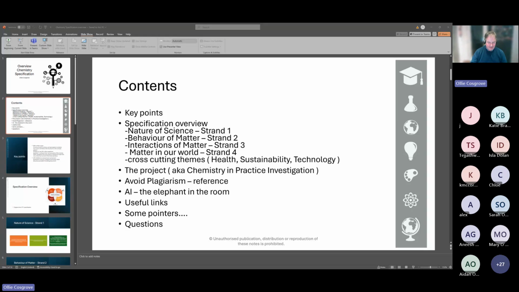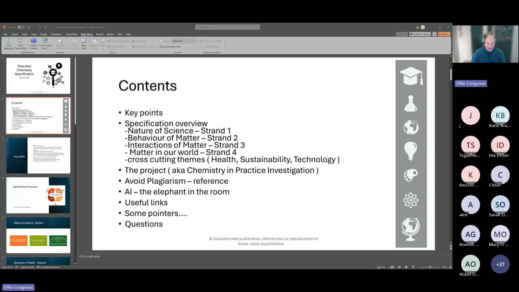And then we've got the 40% additional assessment component, which is the chemistry and practice investigation. We don't need to worry about that yet because it's not released until January. But when they do release it, we have until December 2026 to send it back. Now, I presume when they release the specification in January, they will give us a definite deadline. Well, they'll have to give us a definite deadline for when it's due.